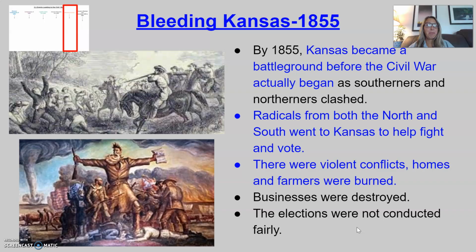So following that, we have Bleeding Kansas. Bleeding Kansas happened in 1855. This is where Kansas became a battleground before the Civil War even broke out, as Northerners and Southerners fought each other over whether or not they should allow enslaving people. Radicals from both the North and the South went to Kansas to help fight and then place a vote. These were violent conflicts. Homes and farms were burned down, businesses destroyed, and of course there were unfair elections happening in how they were going to make this decision.